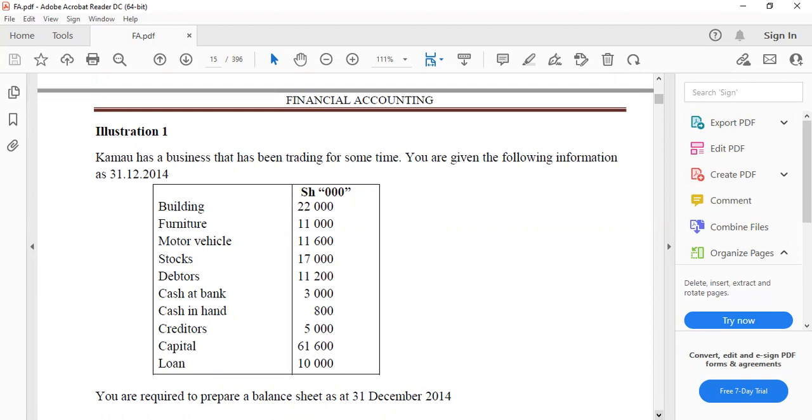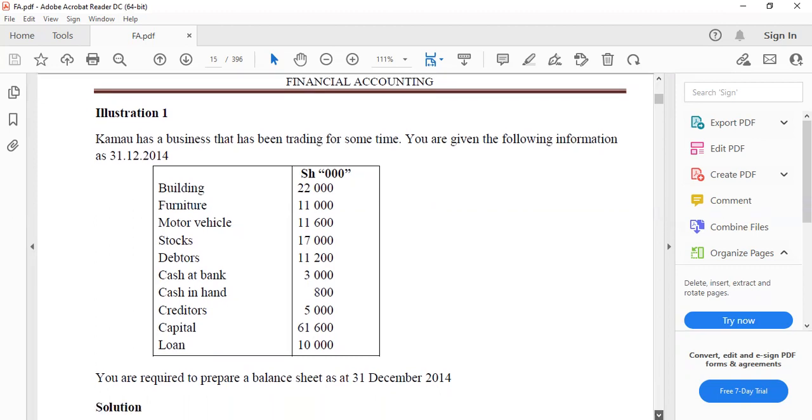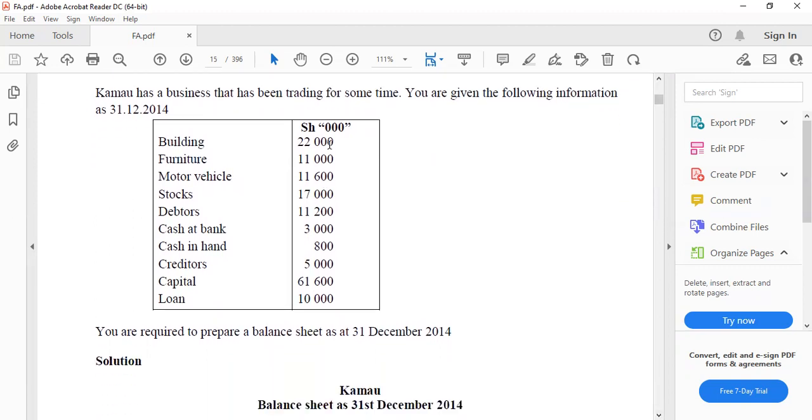Illustration. Kamau has a business that has been trading for some time. You are given the following information. Building, we mentioned that building, these are non-current assets. Furniture, they are non-current assets. Motor vehicles, non-current assets. Stock, these are current assets. Debtors, cash in hand, current assets. Creditors, current liabilities. You have capital. Loan is a non-current liability.